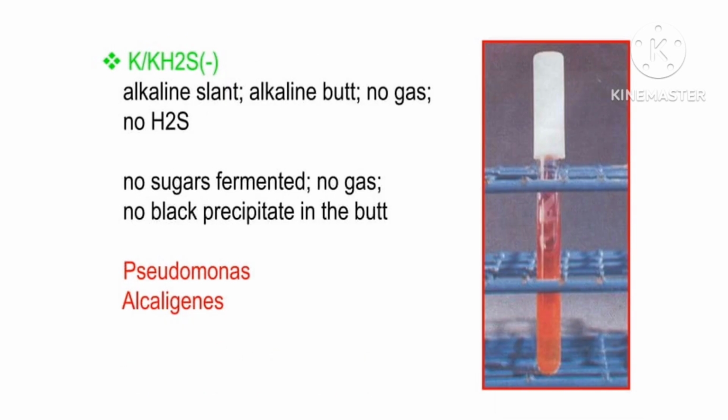Next is alkaline slant, alkaline butt, no gas, no H2S. So it is red color slant, red color butt, no cracking, no black color. So here no sugars are fermented, neither lactose, nor glucose, nor sucrose is fermented, no gas production, no black precipitate. So it clearly says that it is a non-fermenter organism. Examples include Pseudomonas and Alcaligenes.